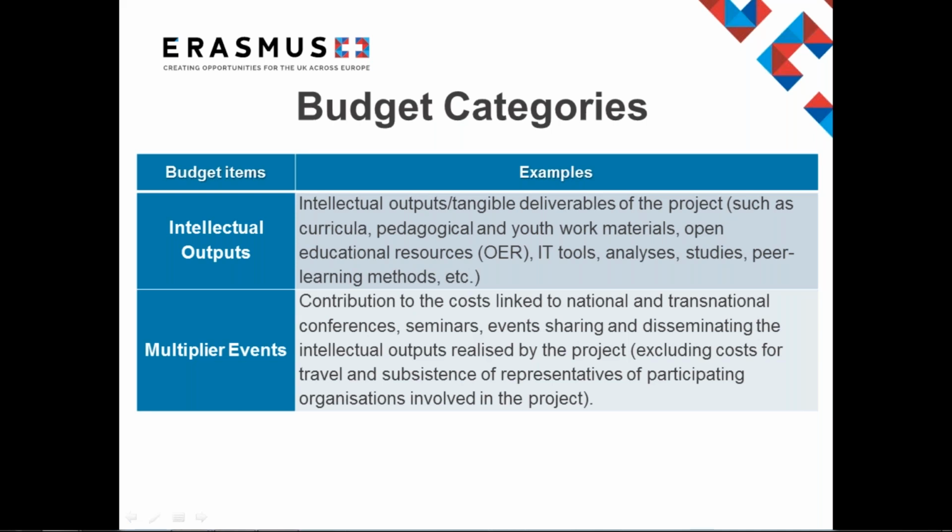The aim of a multiplier event should be to test, implement, or disseminate the intellectual outputs to a wider audience. Multiplier events should involve a large number of participants from organizations that are not already involved with the partnership itself. Such events can be organized at national or transnational level. Multiplier events can only take place in the program countries in which the beneficiaries are located. Both the profile and number of participants will have to be justified, as well as the approach to attract and involve the relevant external organizations and stakeholders.